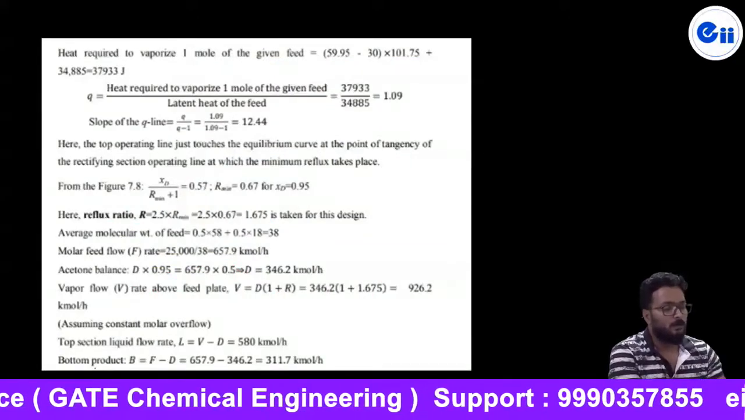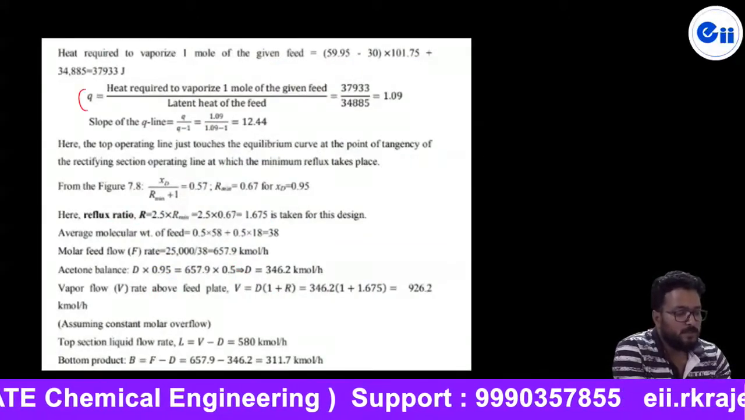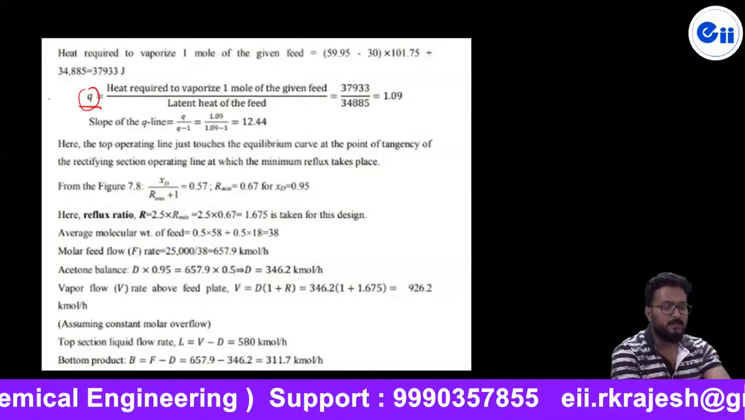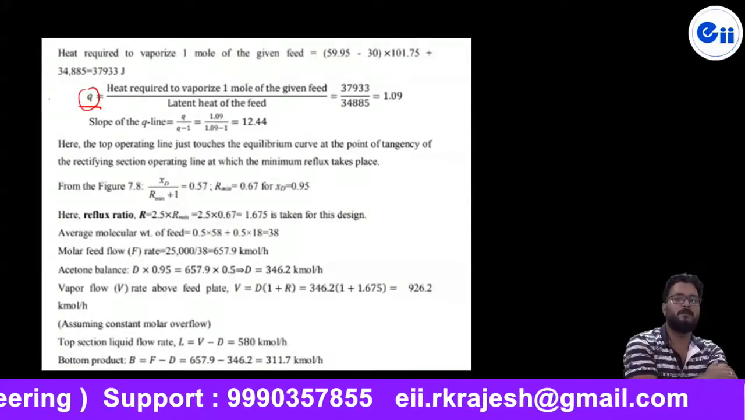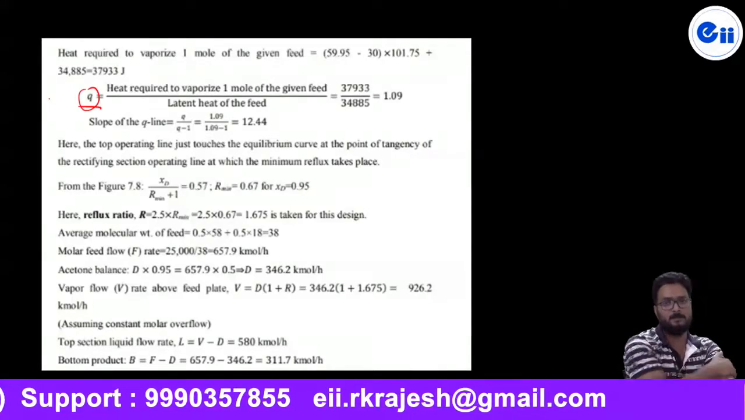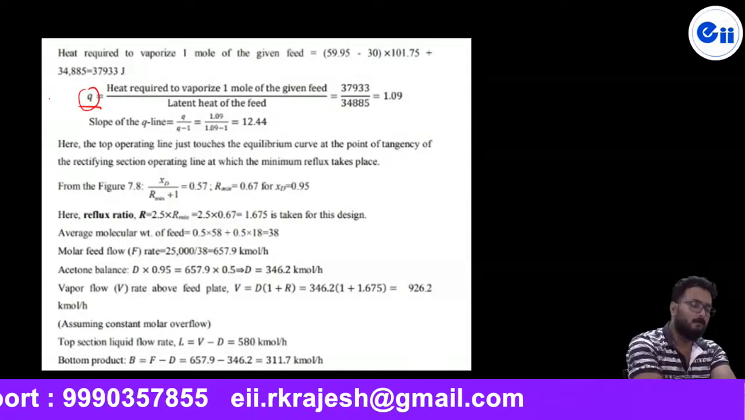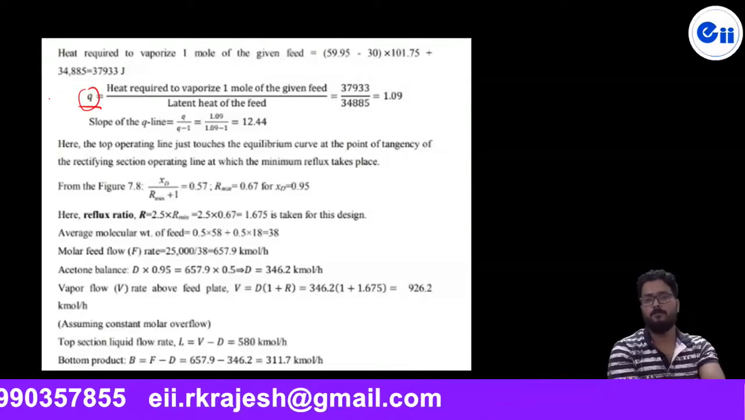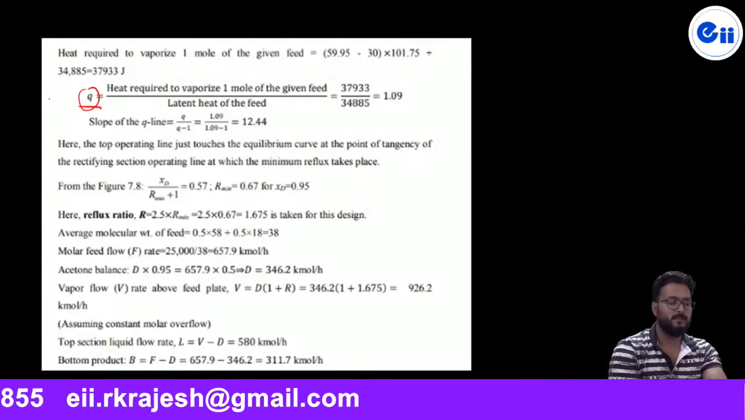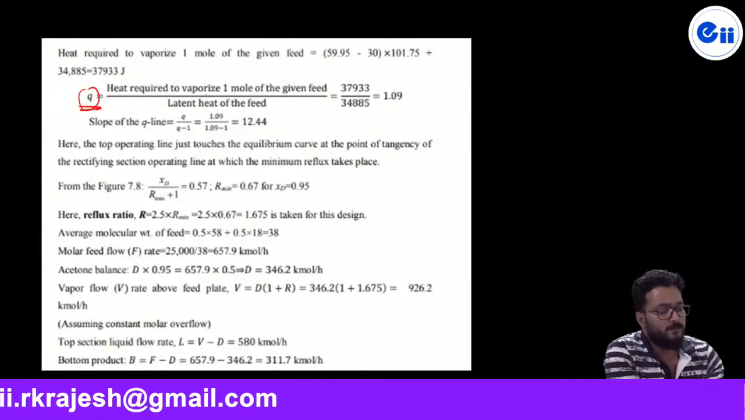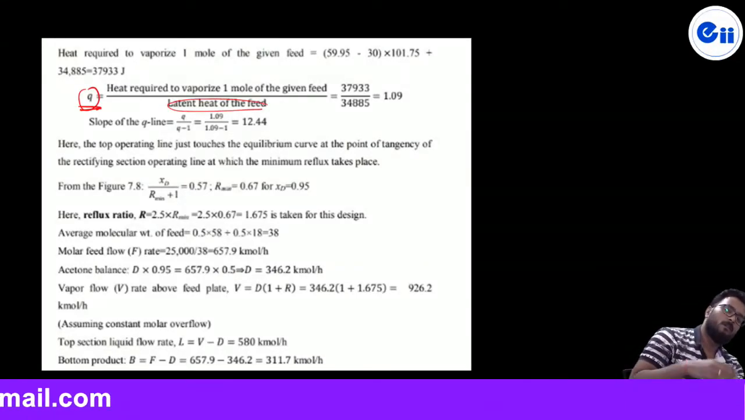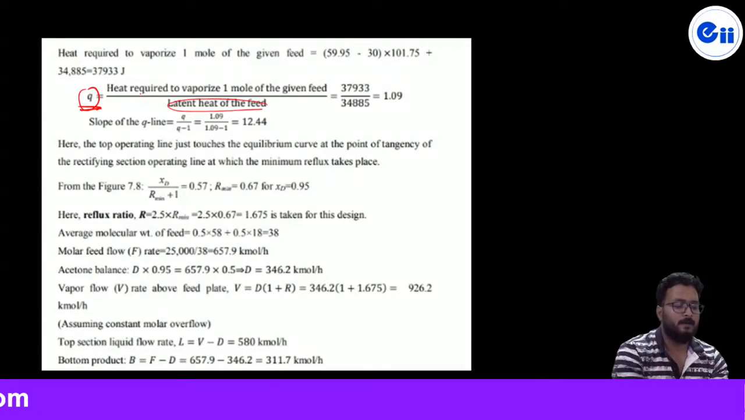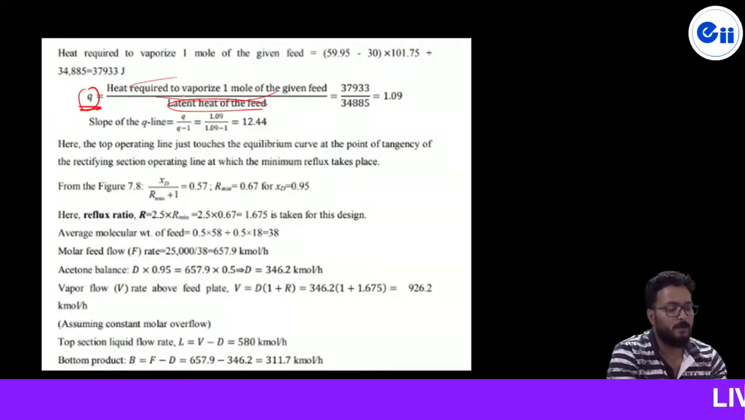Okay, now as far as Q is concerned, because ultimately the first step to design the column is to find the liquid and vapor flow rates. And to find the liquid and vapor flow rate it is very important to have the value of R, reflux ratio, and the Q. Then how do we find the Q? Q is defined as, I told you, latent heat of the feed to convert the saturated liquid into vapor, and in the numerator it is the heat required to produce 1 mole of given feed.